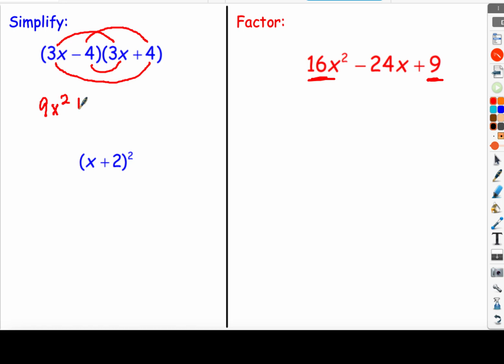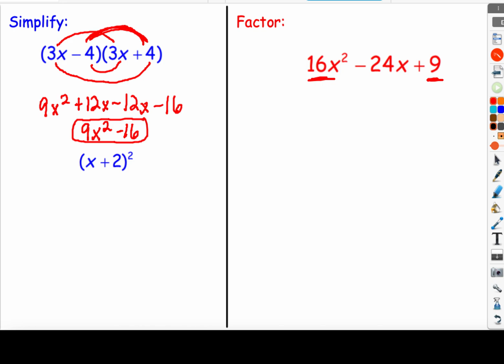Then on the outside, we get a plus 12x, and on the inside, a minus 12x. And then last, we get negative 4 times 4, which is a negative 16. Because plus 12x and minus 12x disappear, we just end up with 9x squared minus 16. A couple of perfect squares, and that fancy thing happens where the middle disappears. We get a perfect 0.